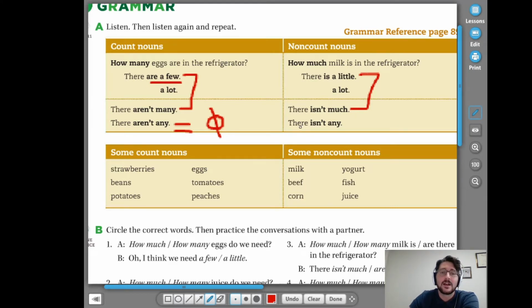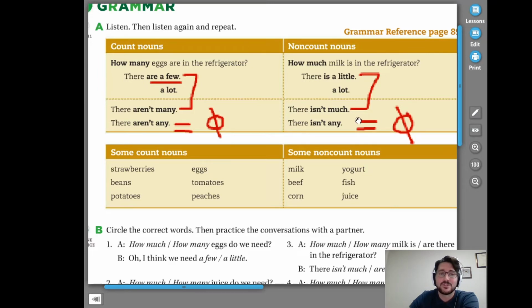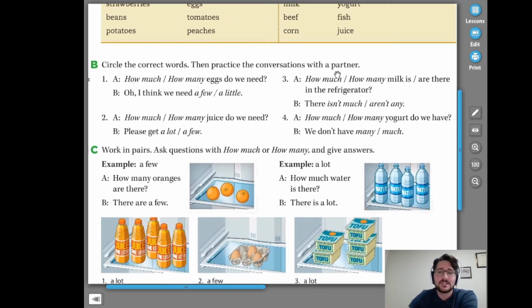And 아무것도 없어, right? If there was 0 milk, we can say there isn't any. Okay, so these are some negative statements. That is how you use count or non-count nouns for those. All right, let's keep practicing.